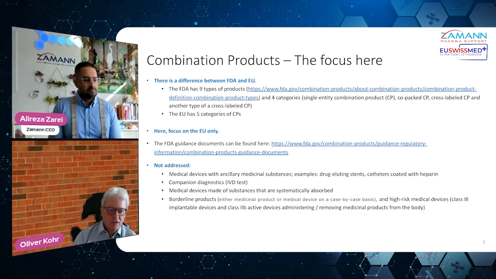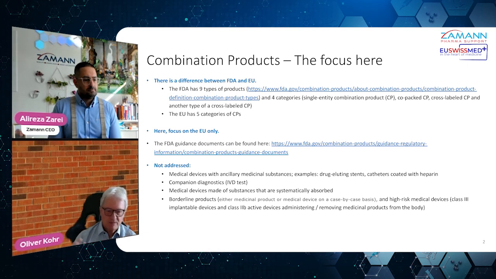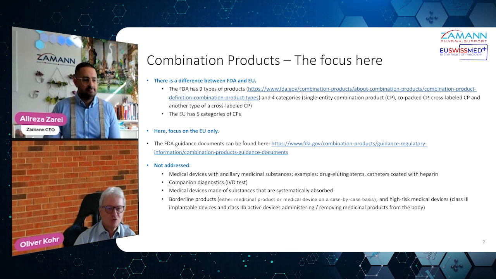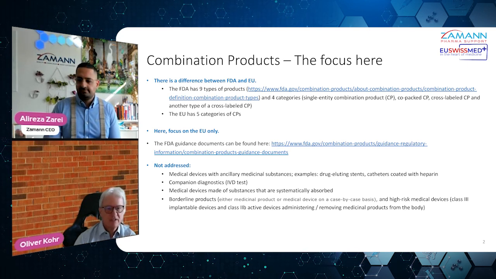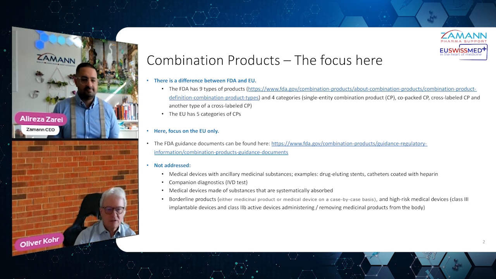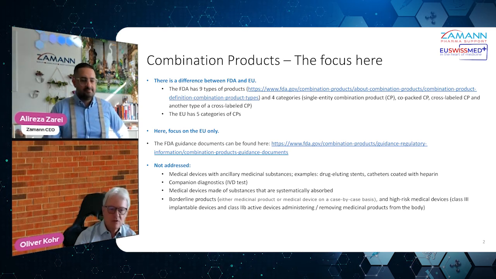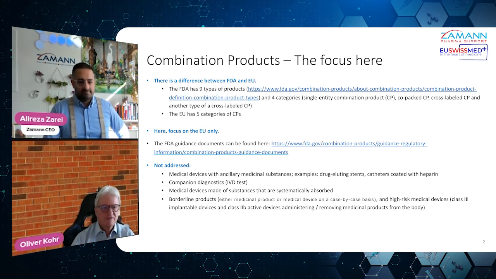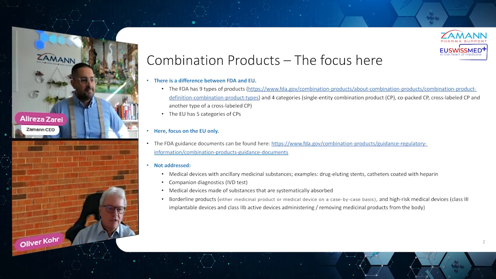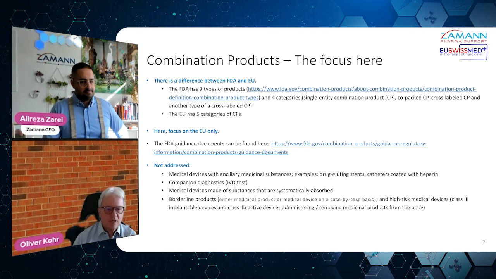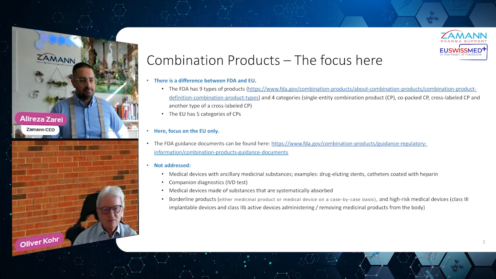I will not touch certain points because it's a very big topic. I will just briefly scratch FDA here. You see the FDA has 9 types, the EU has 5 categories. So there are some discrepancies, of course, between the FDA and the EU. So I would like to really focus on the EU because that's basically around Europe after all.